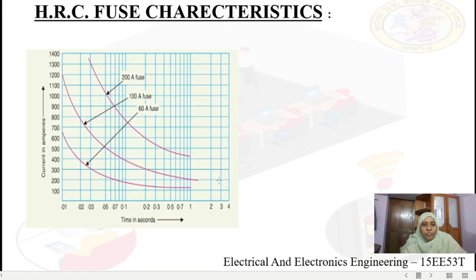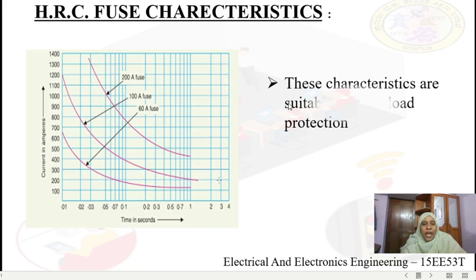If the fault is of a smaller value, even if it takes a little more time, the damage caused will not be so severe. That is the reason why we have this type of characteristics. As the fault value increases, the time required becomes less. Hence, this type of characteristics is called inverse time current characteristics. These types of characteristics are suitable for overload protection. So, HRC fuses have inverse time current characteristics.